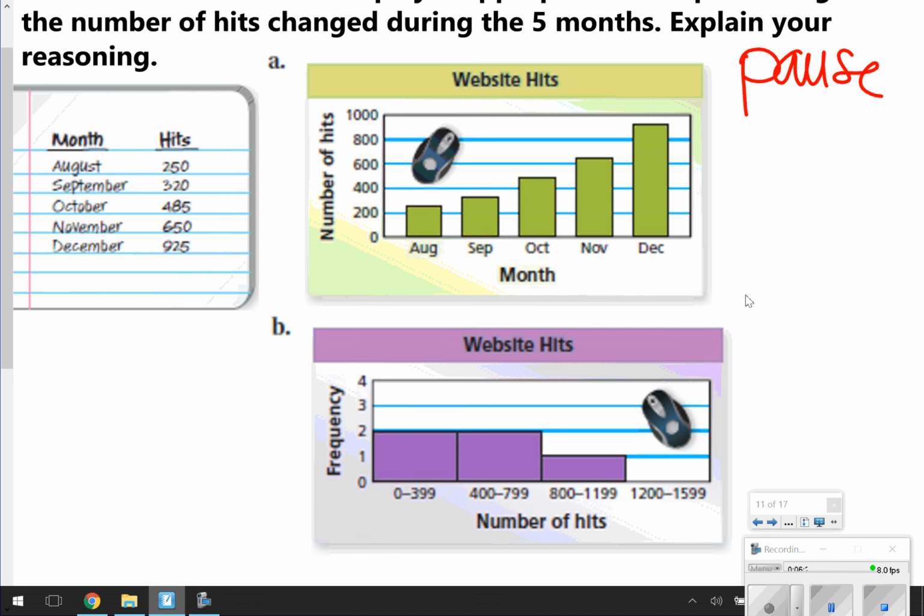Now that you've had time to talk with your neighbor, I hope that you have decided to choose letter A. This one shows the increasing amounts for each of the 5 months. We're able to see how much was in August all the way through December. Letter B, which is a histogram, does not show how much was in August, September, October, November, December. Instead, it just gives us the intervals, which really doesn't tell us anything at all. A should be your best bet.